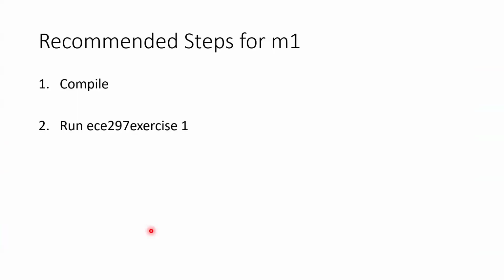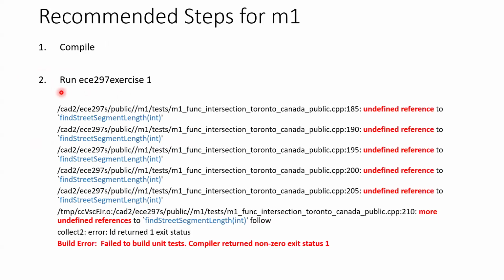So after you do the ECE297 init milestone 1, first thing is to compile and run ECE297 exercise 1 without doing anything to your code. And you should be seeing something like this. So the build failed to build unit tests because there are undefined references to some functions.